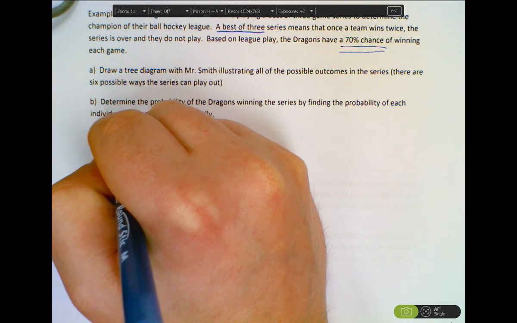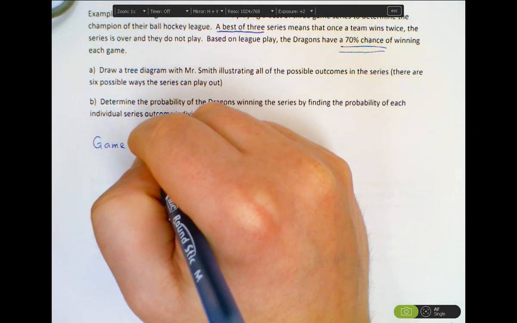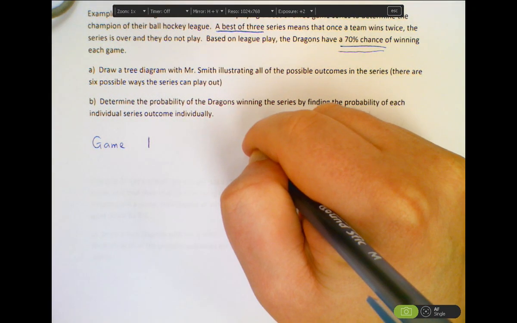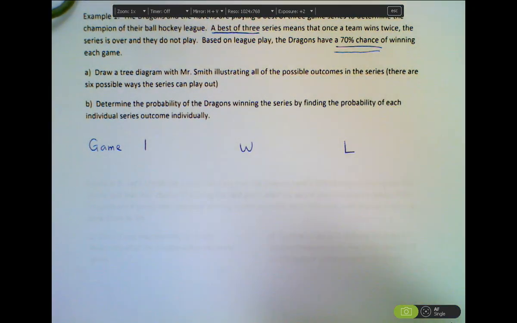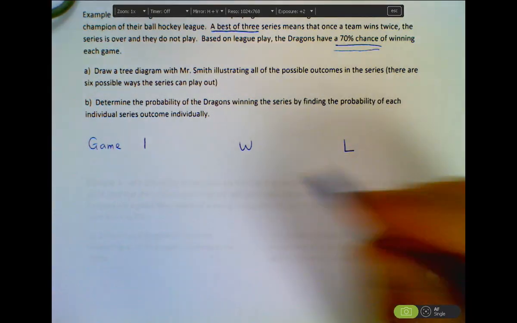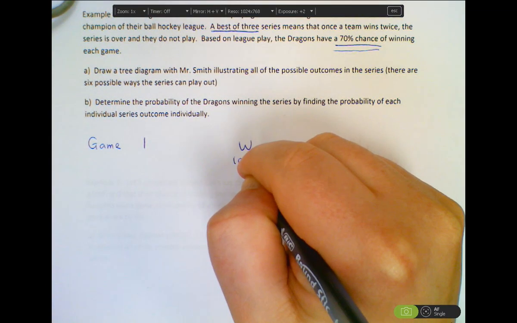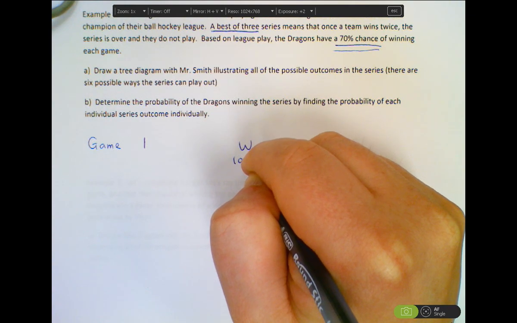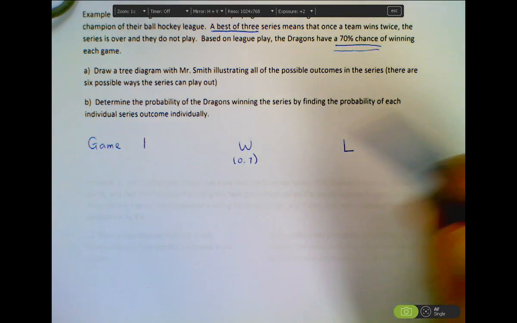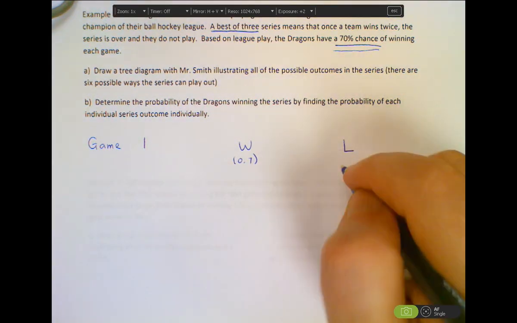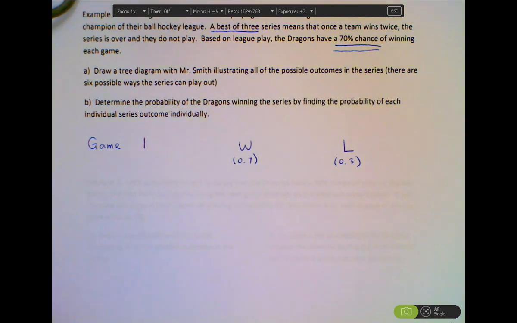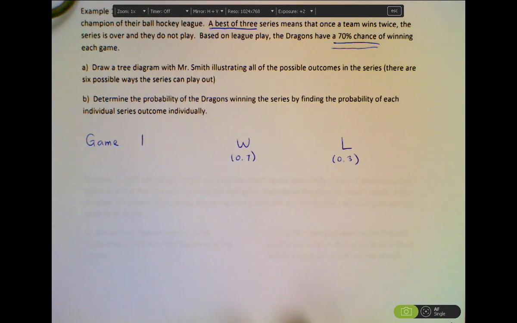We've got a lot of space here. We might not use it all, and that's okay. For game one, from the Dragons' perspective, what can happen? They could win or they can lose. It might be a good idea, and I'm going to suggest it, that underneath each you put the probability of it happening. For winning, that's 70%, or 0.7 as a decimal. And for losing, they have a 0.3 chance, a 30% chance of losing. That's what could happen for game one.